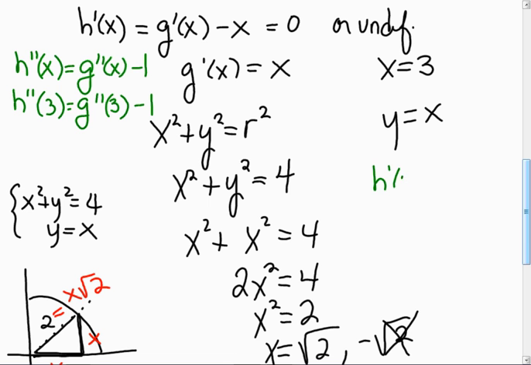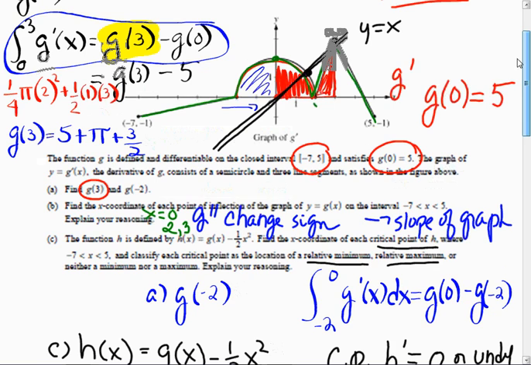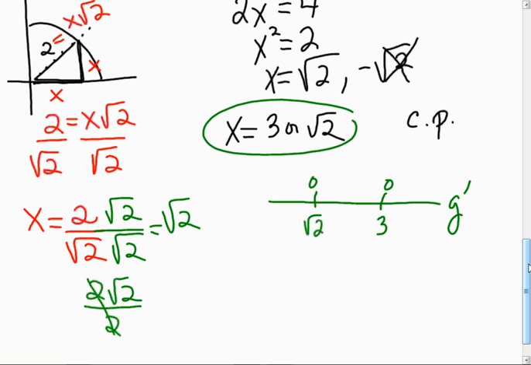H prime of 0 is equal to G prime of 0 minus 0. So I just need to know if it's positive or negative. What's G prime of 0? 2. So that's positive. Do you guys know how big this is? It's a no-calculator problem. How big is the square root of 2? It's 1.4. It's close enough. So what number would you choose in here? 2. So I would need to find H prime of 2, which is G prime of 2, minus 2.